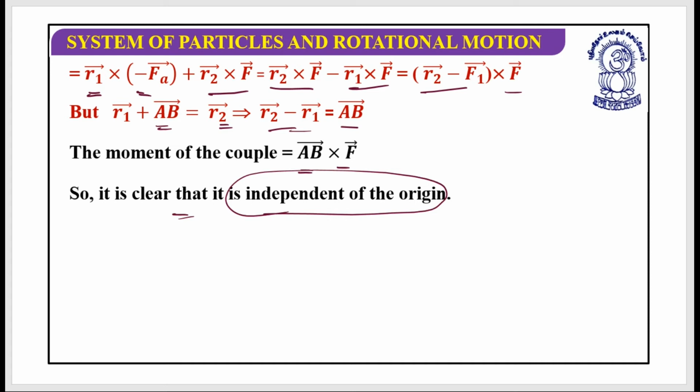You can choose the origin of your choice. It is the freedom given by the couple to the user, that the origin can be chosen of your choice, but you need to find out which kind of torque is acting. I hope this is clear.